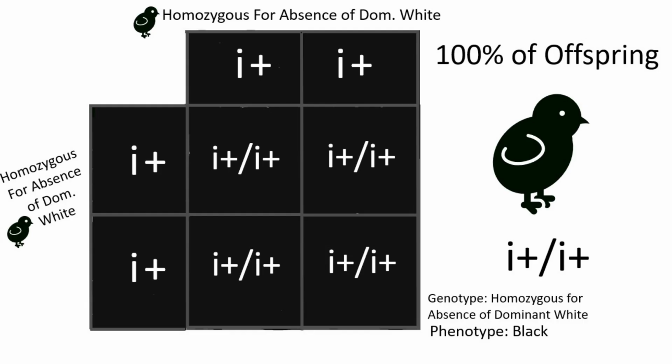The first pairing we will look at is black x black. The genotype of each black parent is lowercase i/lowercase i. All offspring from this pairing should be black, which also have genotypes of lowercase i/lowercase i.